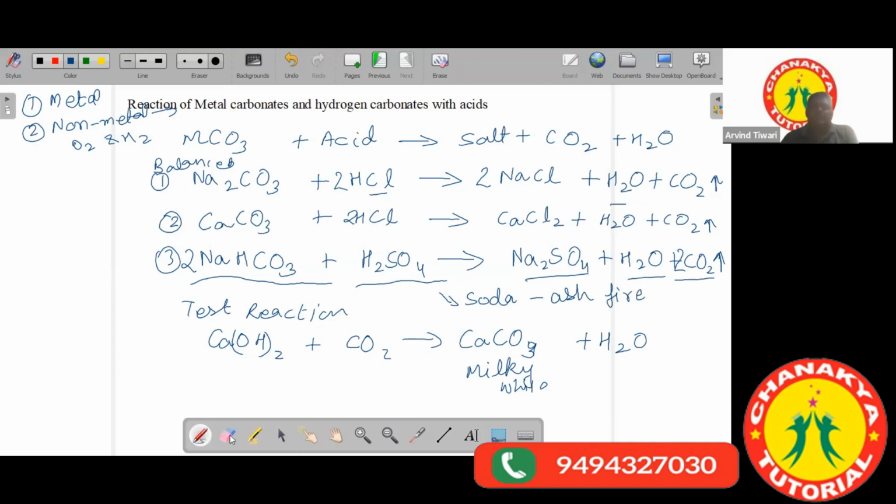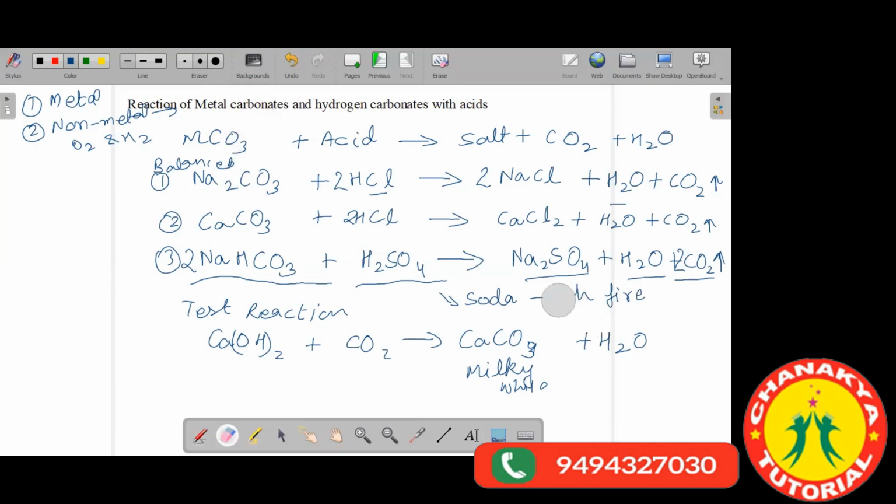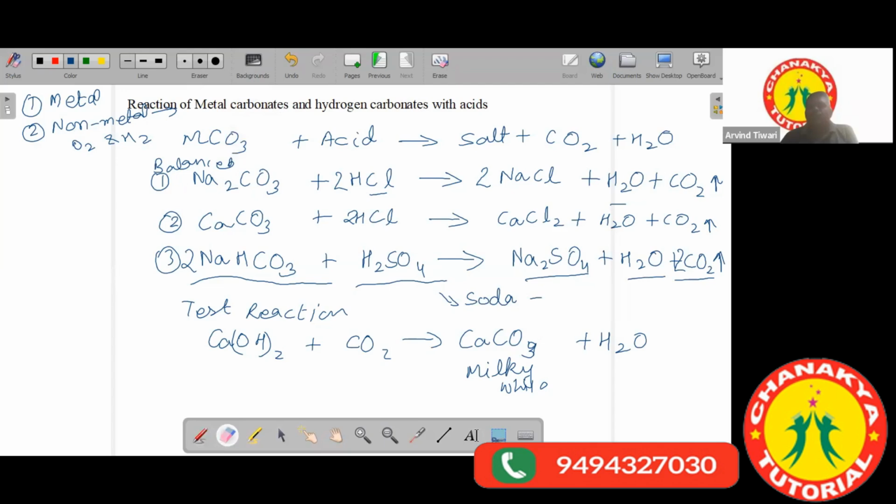Soda acid fire extinguisher, not soda ash. It's soda acid fire extinguisher. So if you use a soda acid fire extinguisher, we are using sodium hydrogen carbonate and sulfuric acid.